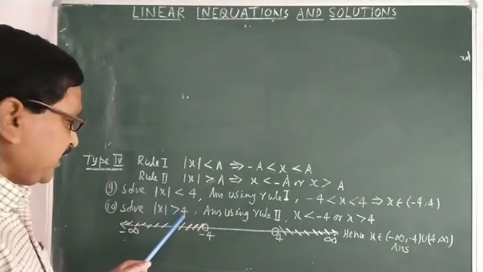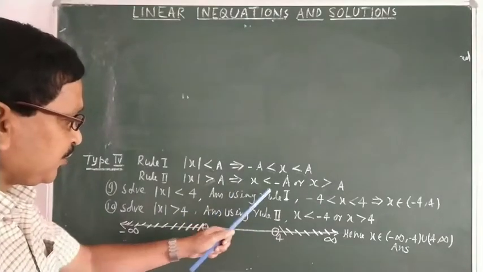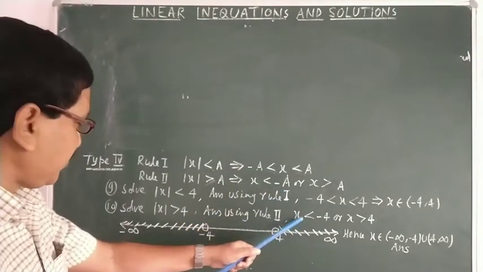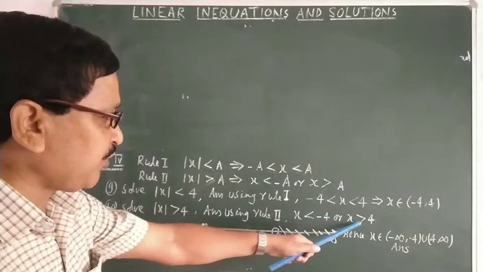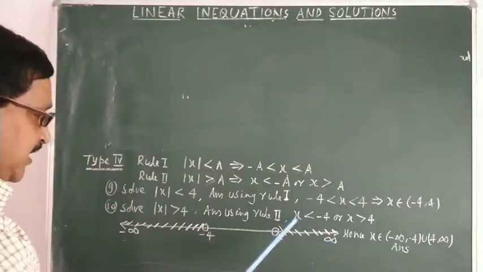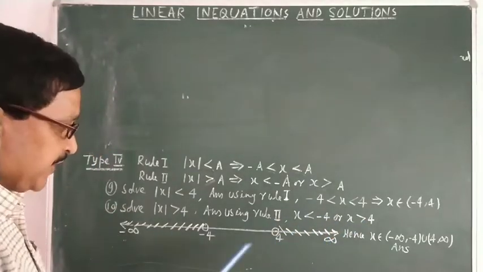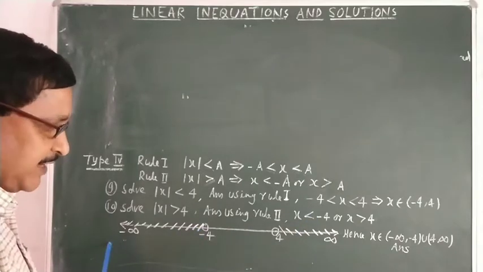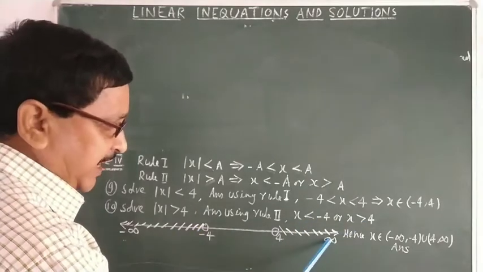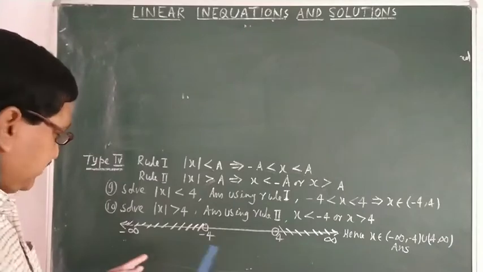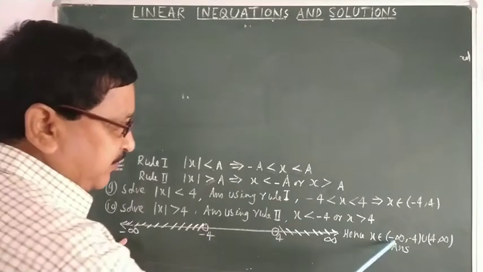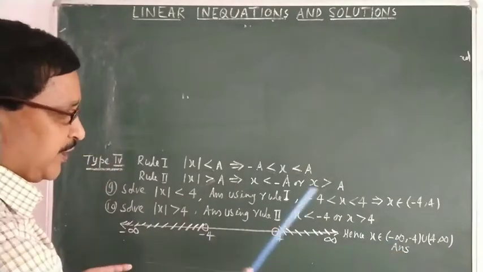In case of greater than 4, use rule 2. This rule 2 is being used. x is smaller than minus 4 or x is more than 4. Now this can be displayed on the number line. Smaller than minus 4 means this side and more than 4 means this side. So our answer is from minus infinity to minus 4, union 4 to infinity.